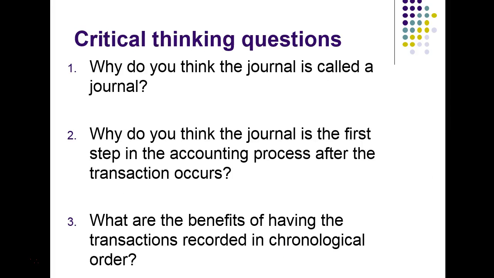So let's think about some of these things before. Why do you think the journal is called a journal? What do you think the reason for that is? Why do you think the journal is the first step in the accounting process after the transaction occurs? And then what are the benefits of having the transactions recorded in chronological order?